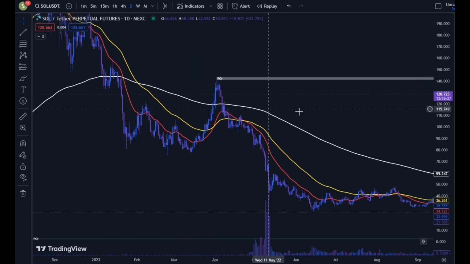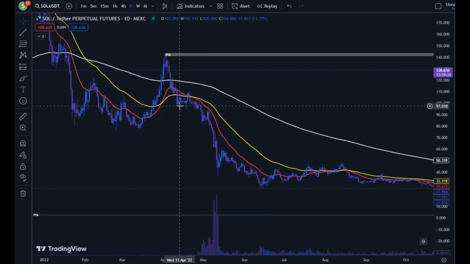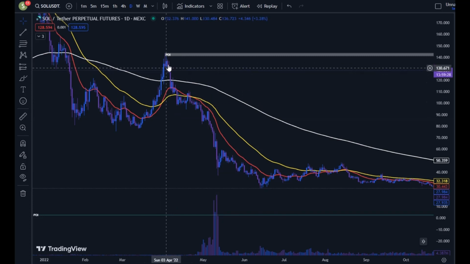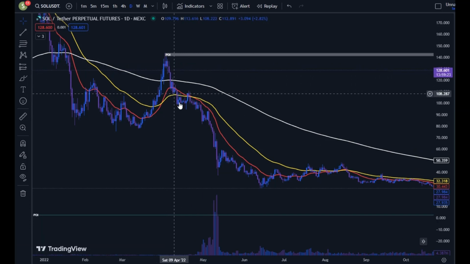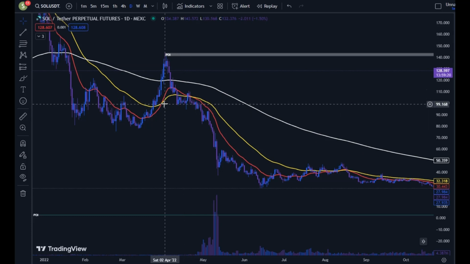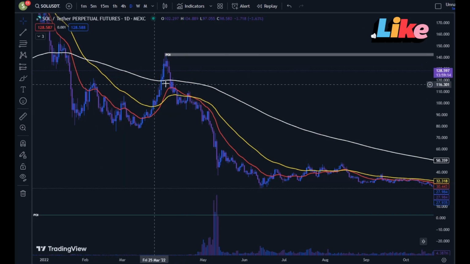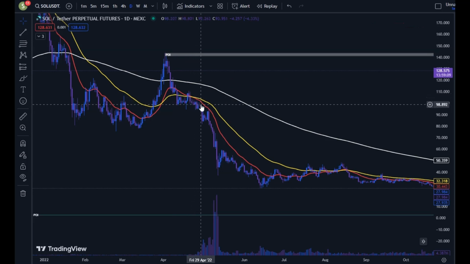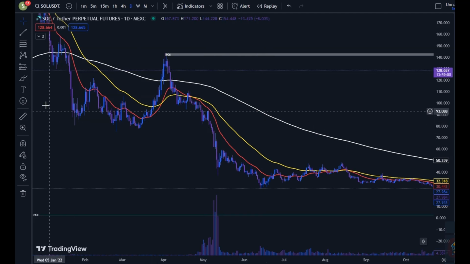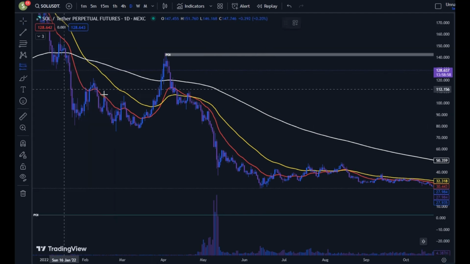If we go back to an area of possibly where you could have shorted, this is April, and then you've got your bearish momentum pushing it down. You've then got your 20 that's starting to cross underneath the 50. You've got the 200 that's above the 20 and the 50, and then the 20 crossed under. You could have waited for it to retest the 20 here, taken the short. You'd have got a great risk to reward there.